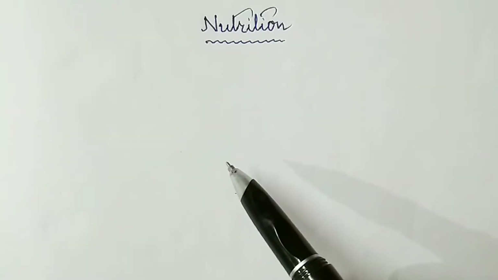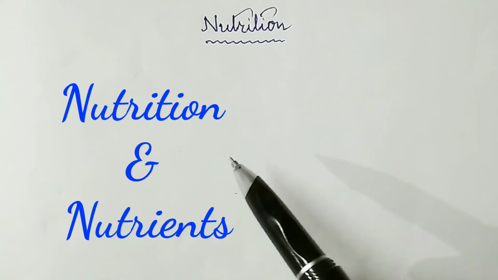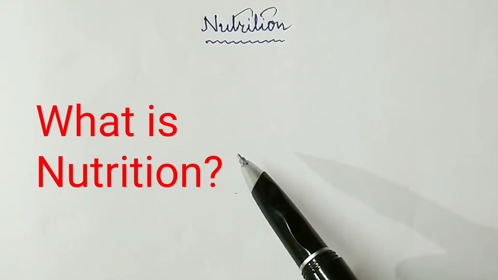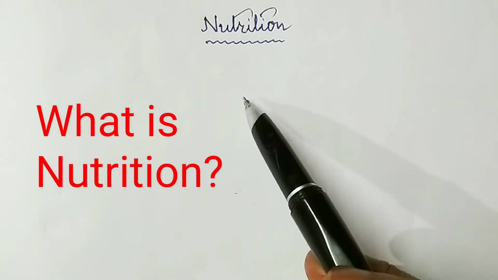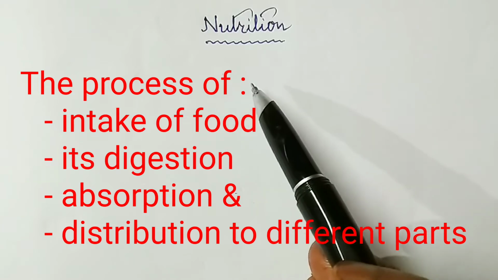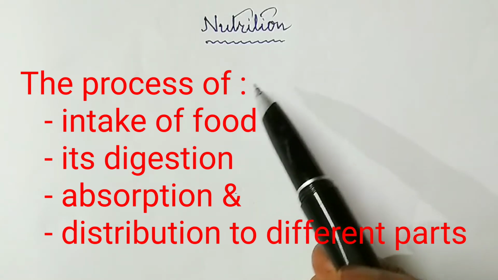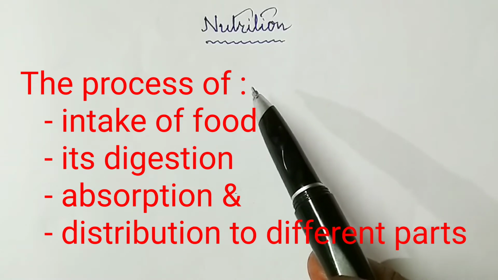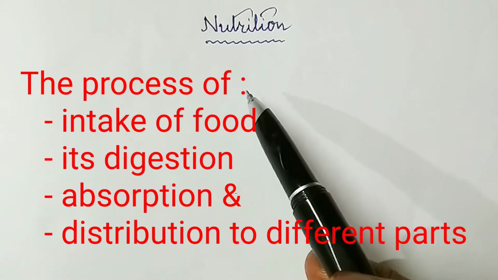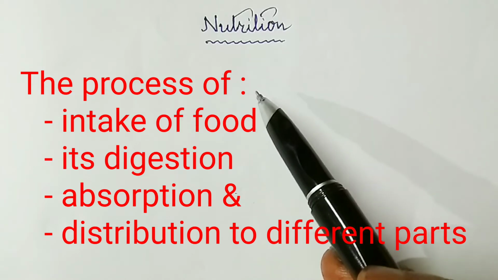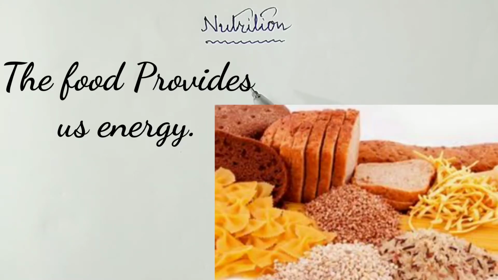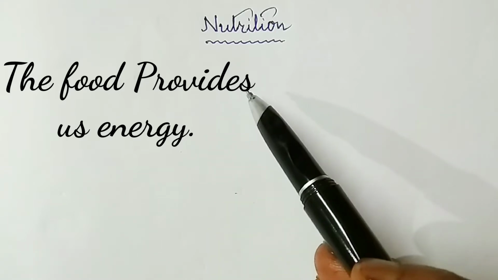In order to perform all life processes, every organism requires food because food provides us energy. Now what is nutrition? The process of intake of food, its digestion, absorption and distribution to different parts of the body is known as nutrition. In other words, nutrition is the process of acquiring energy and materials for growth. Without food, we cannot survive, and the process by which we acquire this is known as nutrition.